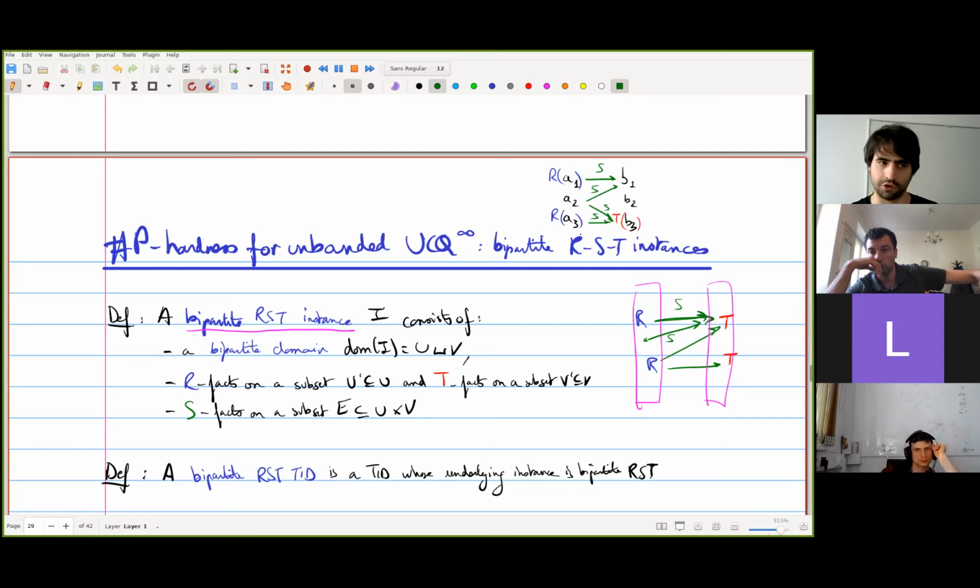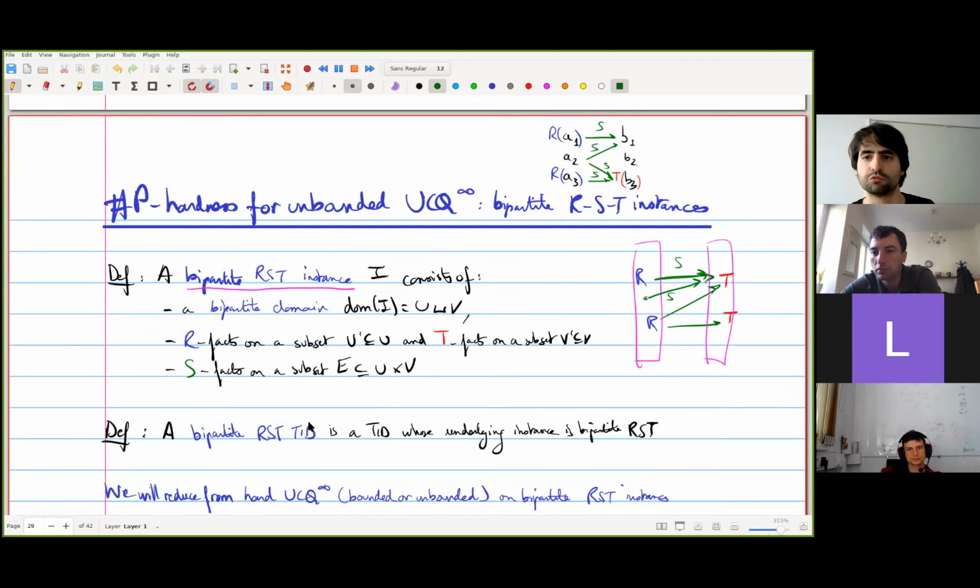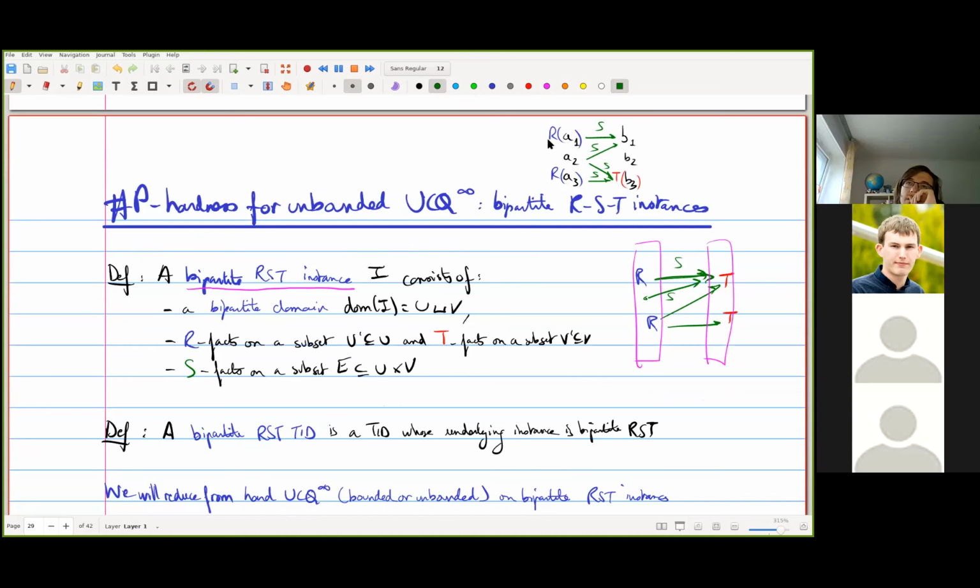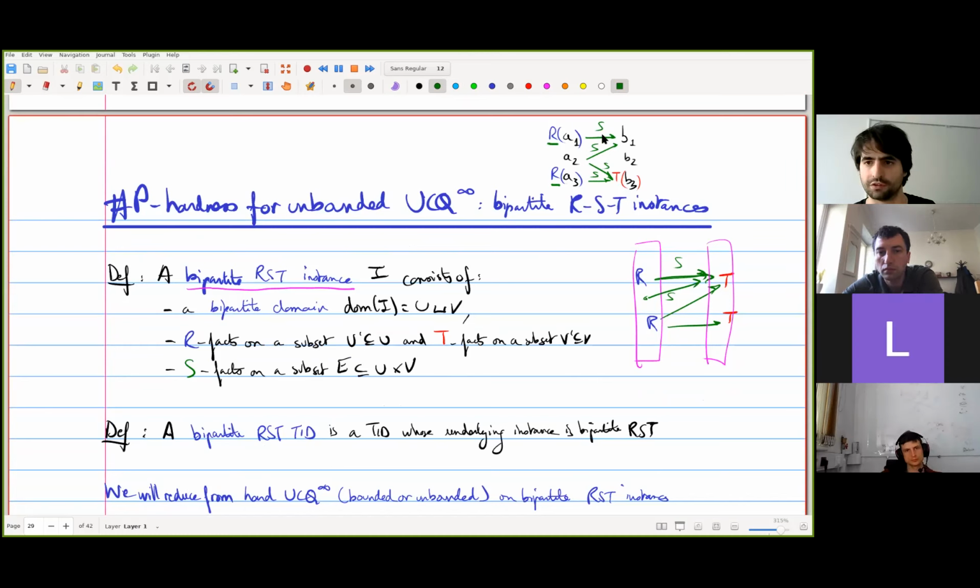So this is both a restricted signature, I have R, S, and T like for the hard query, and it is an assumption of how the facts are used. The R facts and T facts are disjoint, and S facts can only connect left and right elements. So it's like a kind of partitioned instance. And I can put probabilities on these instances by saying that the R facts are probabilistic and the S facts are probabilistic and the T facts are probabilistic.